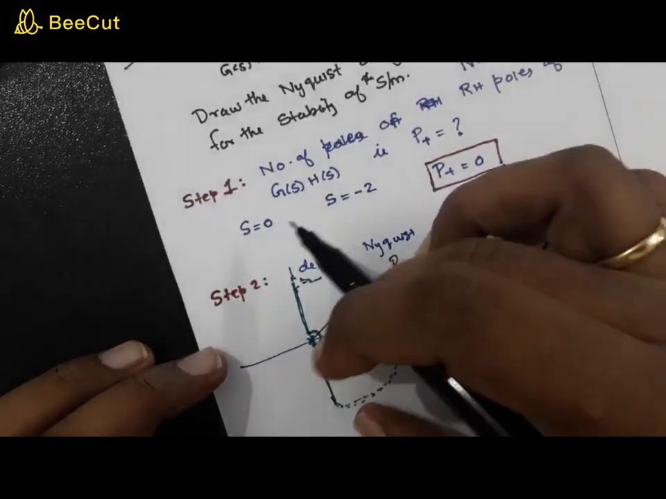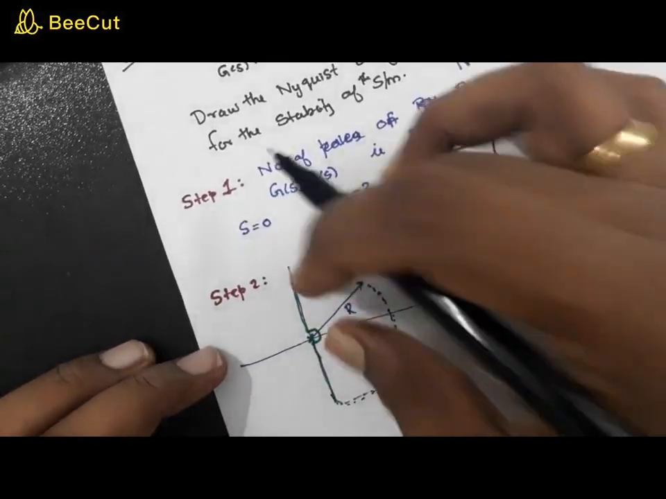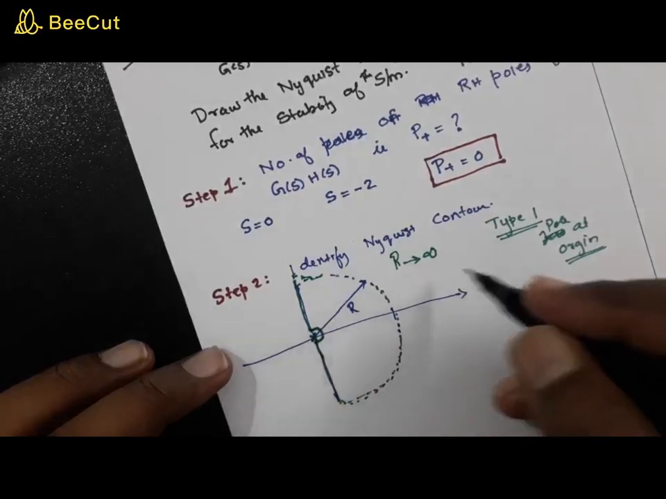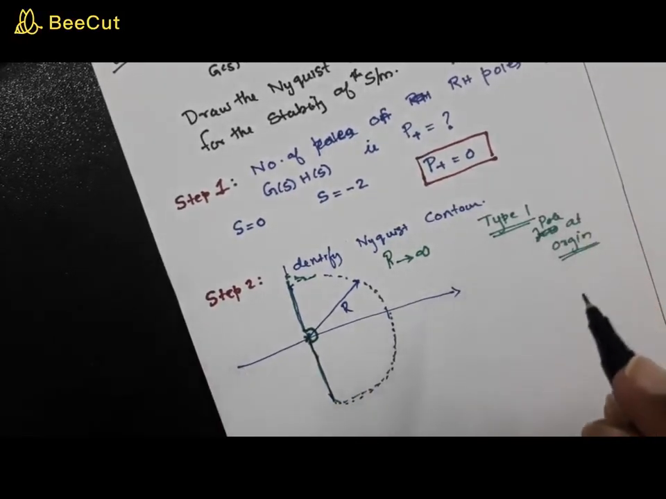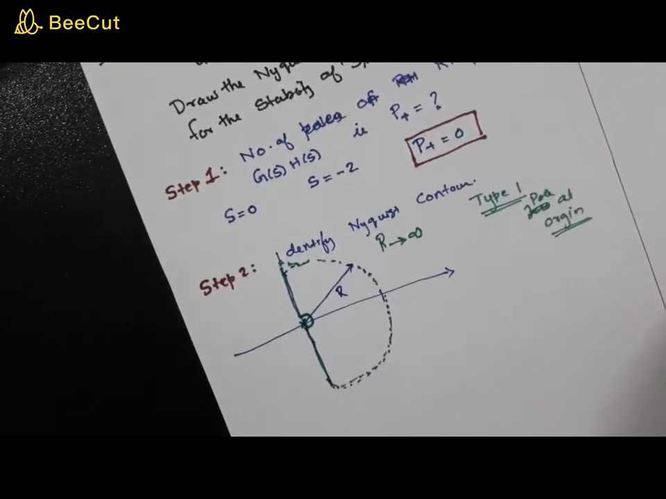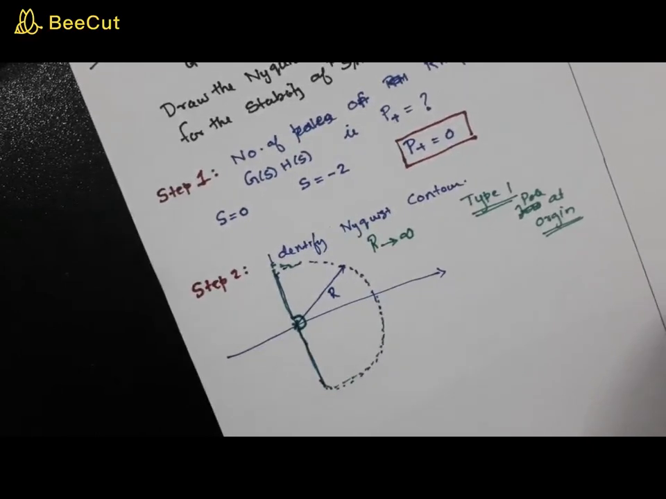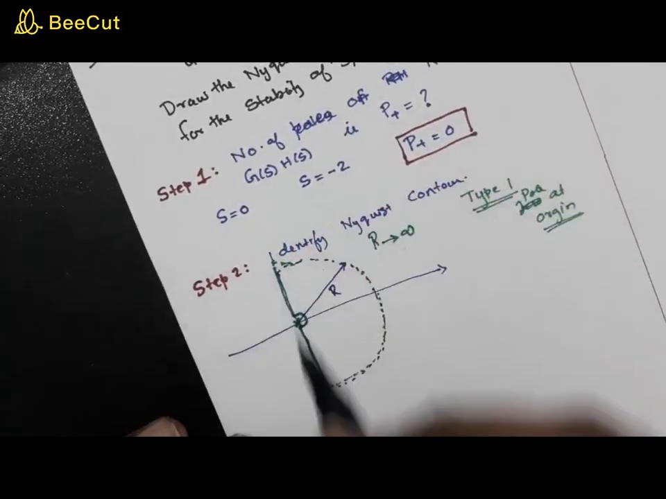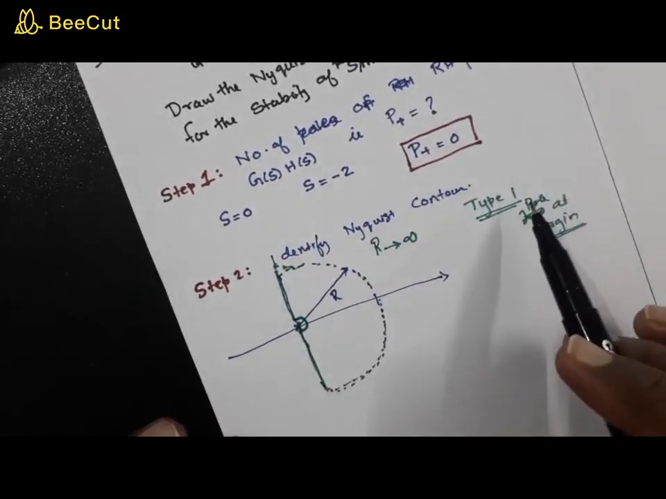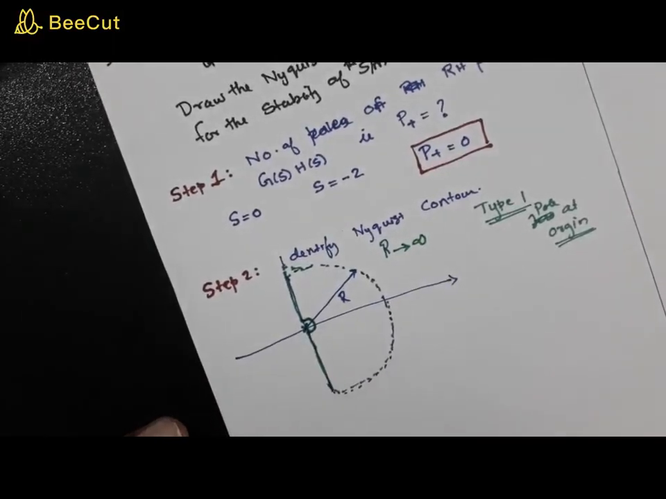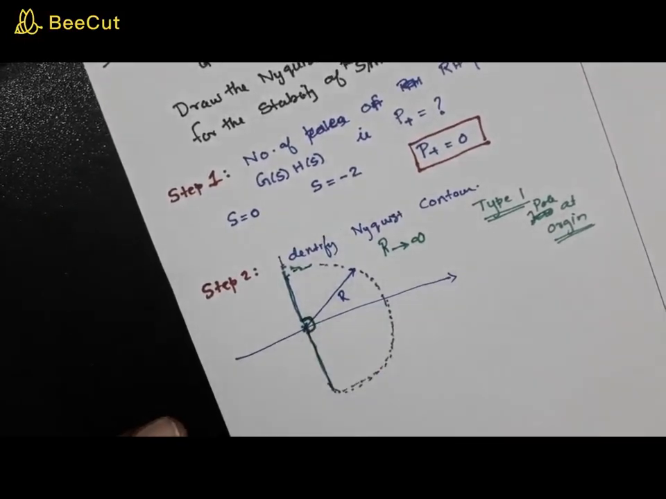You must draw it equidistantly. This and this have to be equal. But why do you exclude this? The pole at the origin refers to a marginally stable condition, and we just want to know about the actual thing which causes the instability. So we always exclude the poles that reside on the imaginary axis. Since it is a type 1 system, we know that there will be a pole at the origin, so we need to exclude that. Okay, so this is how it goes.